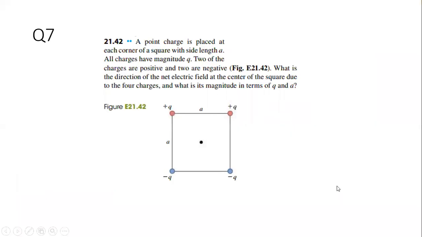Okay, so for question 7, you have a point charge placed at each corner of a square with side length A, so they are separated by equal distance. Two of the charges are positive, the top ones, and two of them are negative. What is the direction of the net electric field at the center of the square due to the four charges? And what is its magnitude in terms of Q and A?